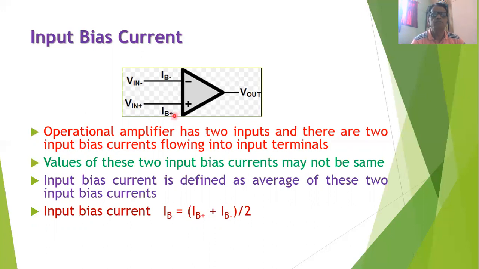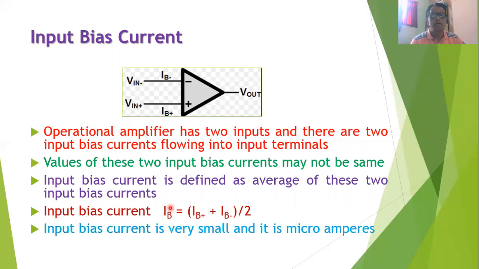So when we sum these two bias currents that are flowing into the inverting input and non-inverting input of the operational amplifier, and then divide it by 2, we will get the current, and this current is called the input bias current IB. Input bias current is also very small in case of operational amplifier, and if you practically measure it, then you will find that it will be in microamperes.